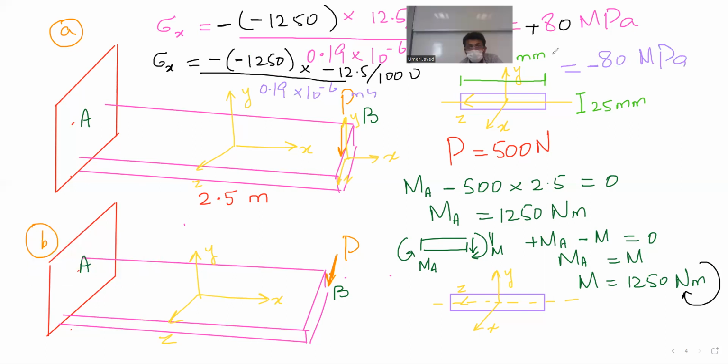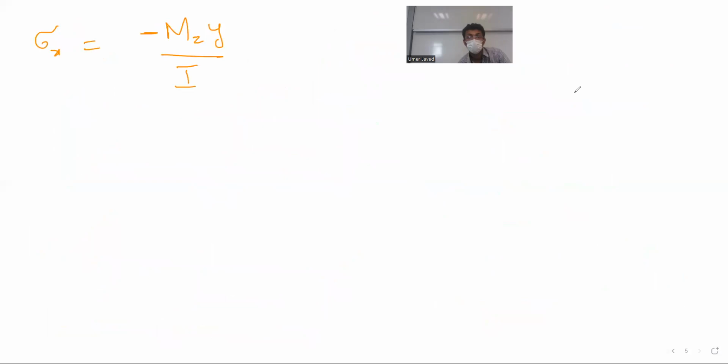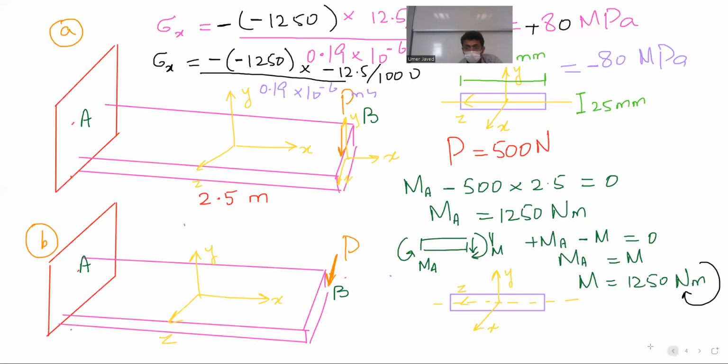Now, what about the second problem? I do not have any space, so I will go to the next slide. I will write stress X equal to minus MzY over I. Now, this is not even Z, I suppose. Wow, the problem is complete. I don't think we have time, by the way. We have to go to the next class. But I will just finish it like this.